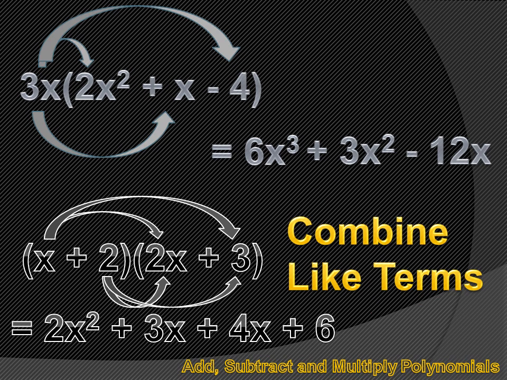Now I need to combine like terms. I've got a 3x and a 4x. And when I combine those, I get 7x. So my answer is 2x squared plus 7x plus 6.